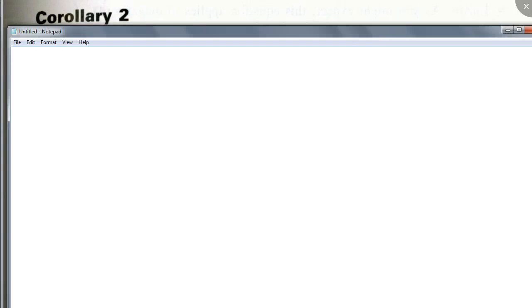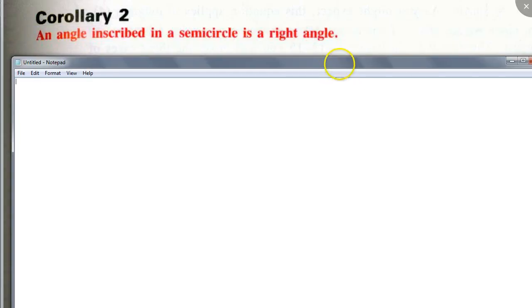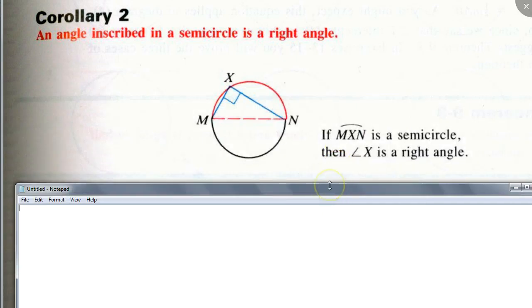You don't necessarily want to memorize these corollaries. They should really make sense to you. If you really understand what it's saying and you know why that's true, remembering should be easy enough. Take a look at this one. This is actually easy to remember too. An angle inscribed in a semicircle is a right angle. Why should this be true here?